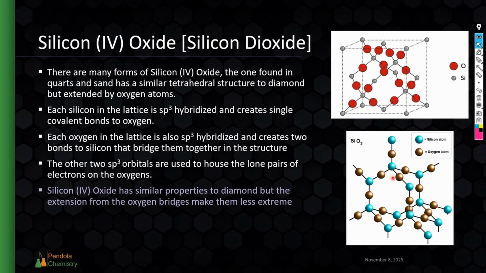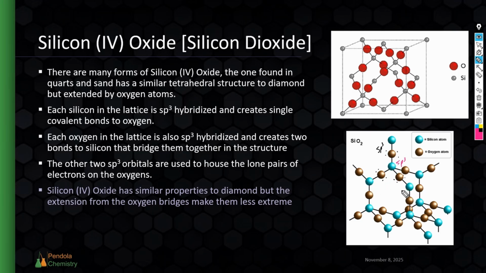Now, why do we say the oxygens are sp3 hybridized? Remember, these oxygens have lone pairs of electrons on them. And that creates 4 attachments in the oxygens, making them also sp3 hybridized, just like the silicon was sp3 hybridized. So silicon dioxide is very similar to diamond, but has weaker properties because of that extended tetrahedral created by the oxygen bridges.